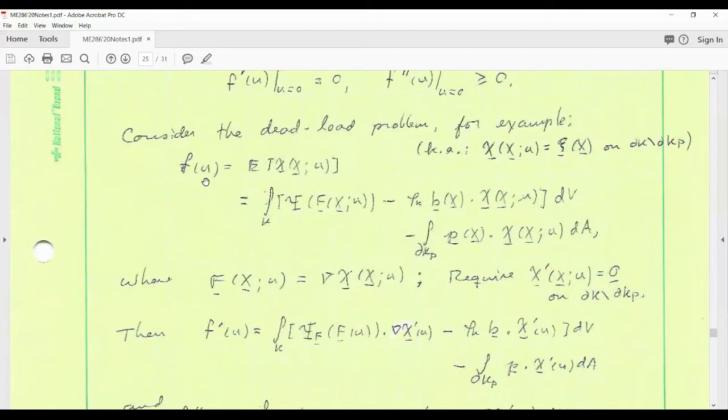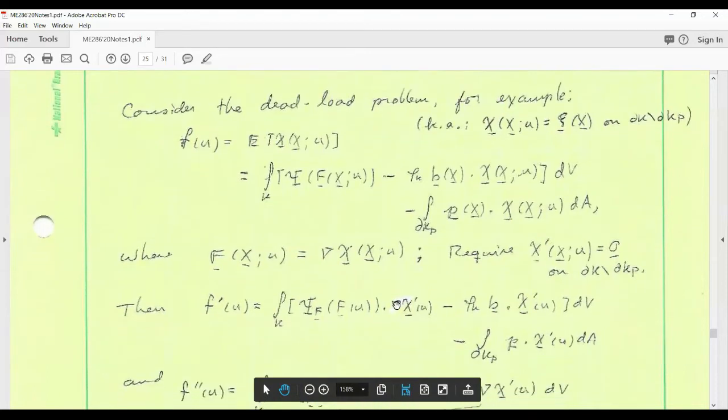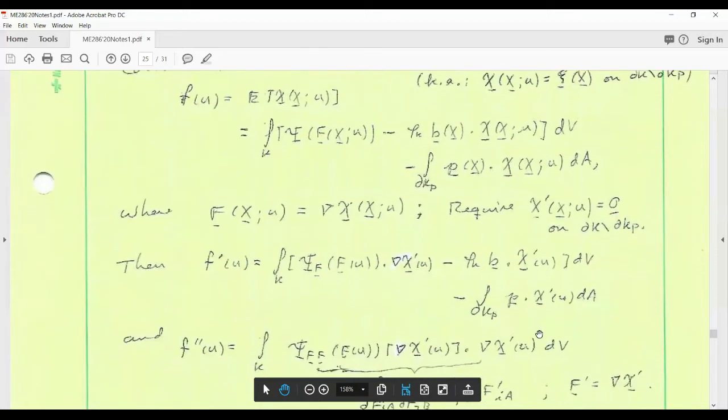So we're now in a position to evaluate the derivative of f with respect to u. That would be by the chain rule, the derivative of psi with respect to F, evaluated at u, inner product, the derivative of F with respect to u, which is the gradient of the derivative of chi with respect to u. The u derivative acts like just a material derivative, just like a conventional material time derivative. Mathematically, it's the same operation. So the gradient commutes with the prime derivative, right? F prime is the prime of grad chi, which is the same as the grad of chi prime. And so here we have then minus b, that doesn't depend on u, rho kappa b doesn't depend on u, inner product chi prime. And here P, inner product chi prime. And I've suppressed the capital X in the notation just to ease the notation a little bit.